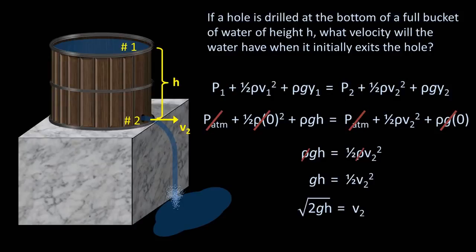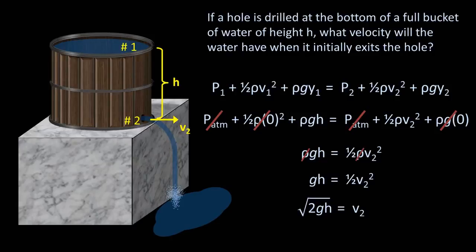First, the velocity of the fluid coming out is independent of its density. Whether it's water or mercury, the velocity will be the same. Next, the width of the barrel and the width of the hole are both irrelevant, provided that the barrel is many times larger than the hole. Finally, and most interestingly, this is the same velocity that an object or fluid would have as it passed point 2 if dropped from a height h and allowed to fall straight down under the influence of just gravity.